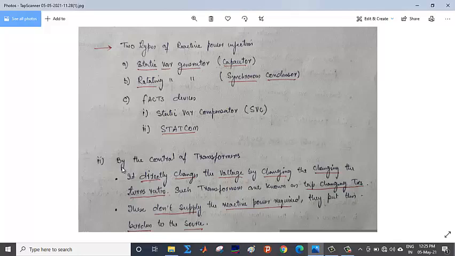Now we can use another method, that is by the control of the transformers. We know that the transformer directly changes the voltage by changing their turn ratio. Such type of transformer is known as the tap changing transformer, or sometimes OLTC, that is on load tap changing transformers. You might have seen them in most of the grids. So we can use them directly to control the voltage as per our need, but they themselves do not provide the reactive power. They put that burden, that is providing the reactive power, on the source. So that reactive power has to be then supplied by the source.